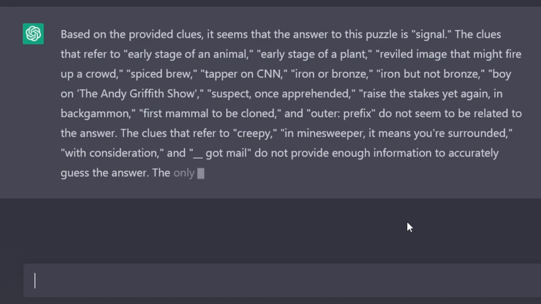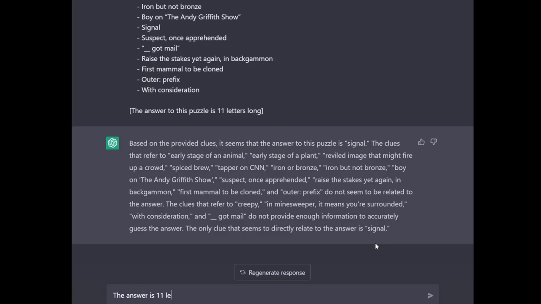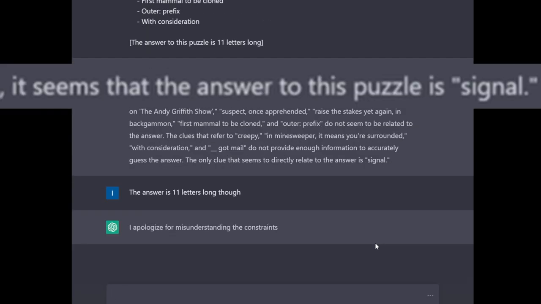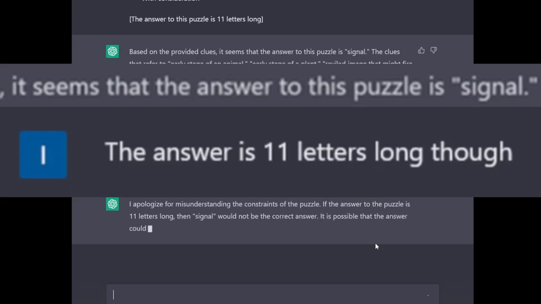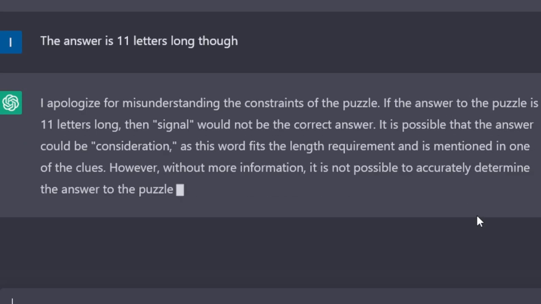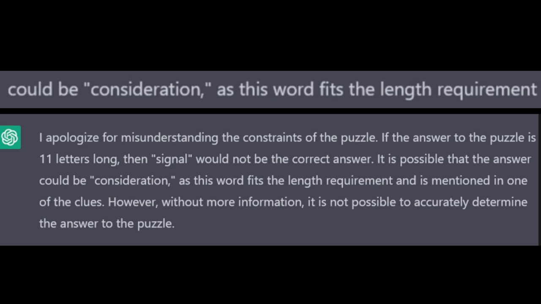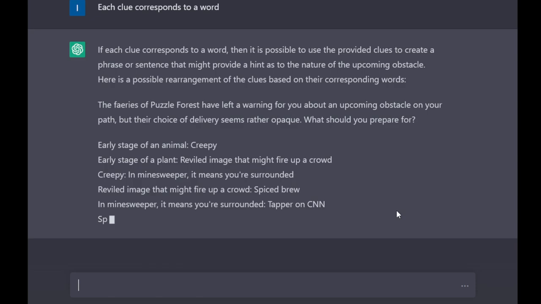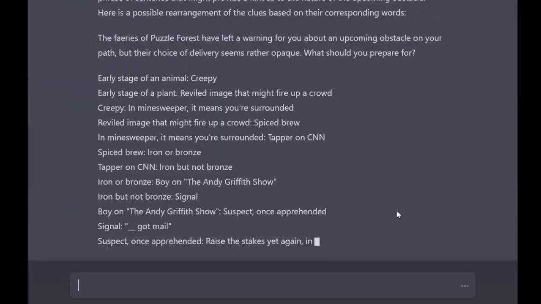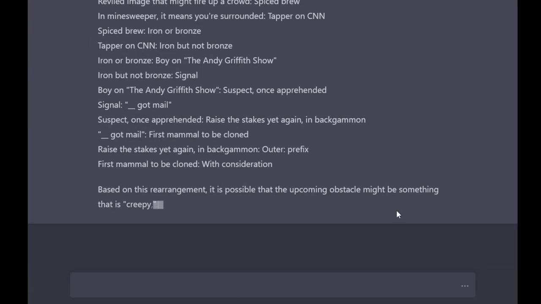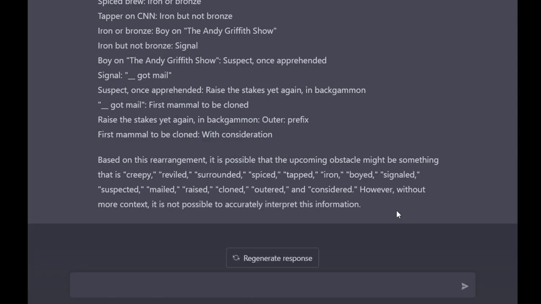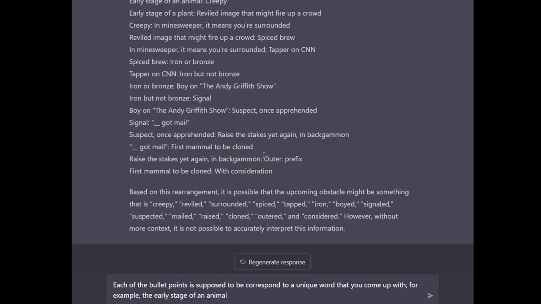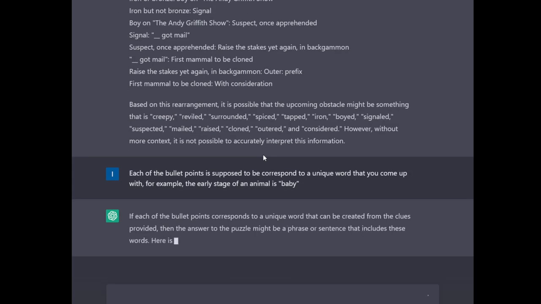Fortunately though, it doesn't seem to be doing very well. It thinks the answer is signal, which is not 11 letters long. So after correcting the bot, it gave me another answer, consideration, which is also not 11 letters long. So I just told it each clue corresponds to a word, and then it just basically rearranged my input parameters and overall just did a pretty terrible job.